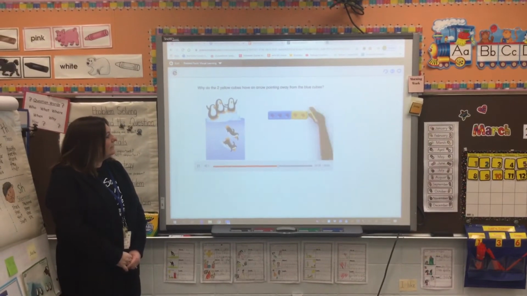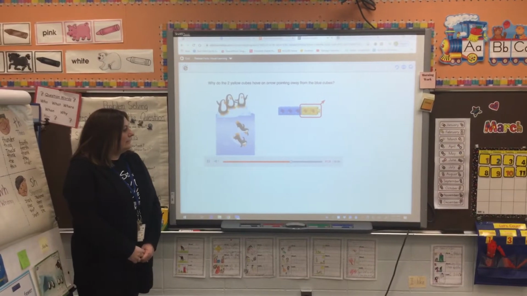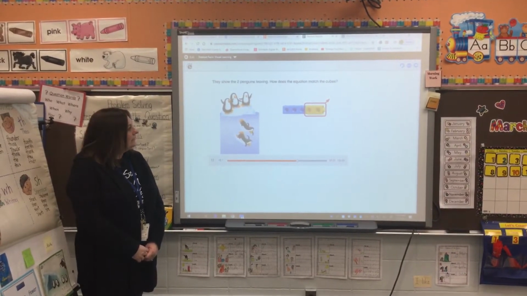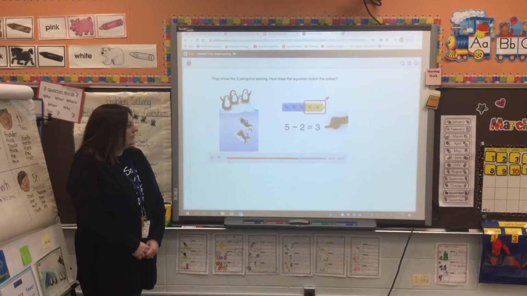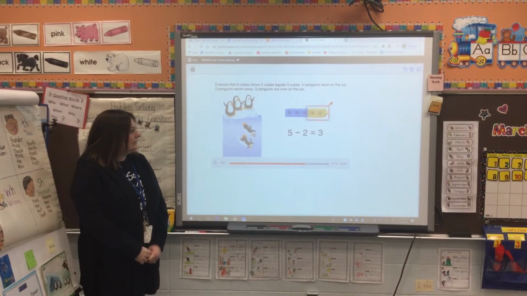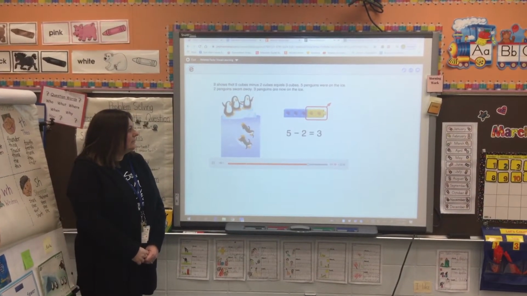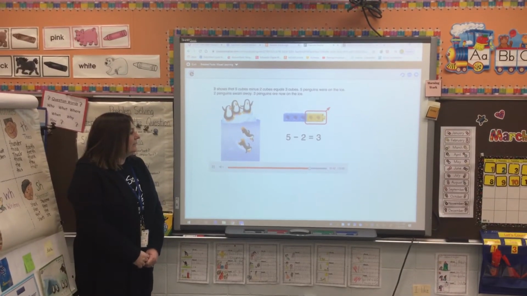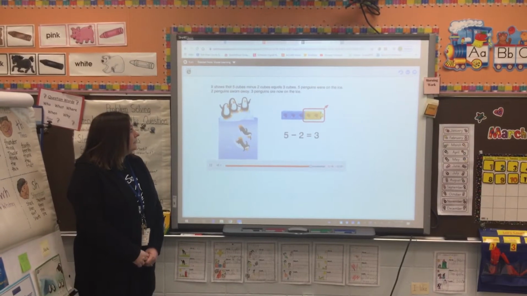Why do the 2 yellow cubes have an arrow pointing away from the blue cubes? They show the 2 penguins leaving. How does the equation match the cubes? It shows 5 cubes minus 2 cubes equals 3 cubes. 5 penguins were on the ice. 2 penguins swam away. 3 penguins are now on the ice.